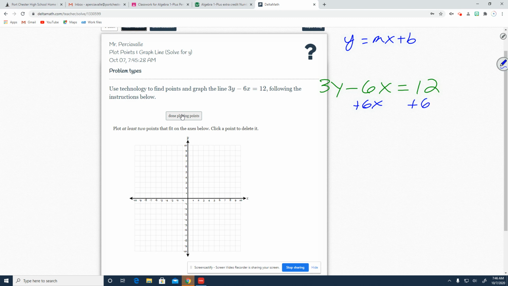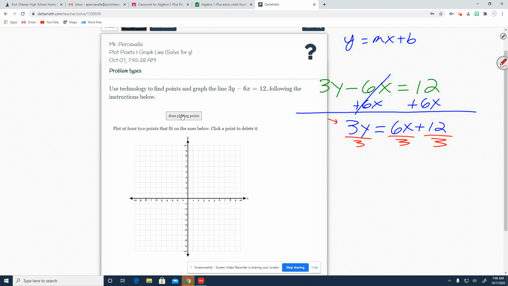Whenever my y isn't by itself, I want to get the y term by itself, and then divide by the coefficient to get the y by itself. So this leaves me with 3y equals 6x plus 12. You could also write 12 plus 6x, but again, I want it in y equals mx plus b form just to make my life a little easier. Now I'm going to divide every single term by the coefficient in front of my y. It leaves me with y equals 2x plus 4.